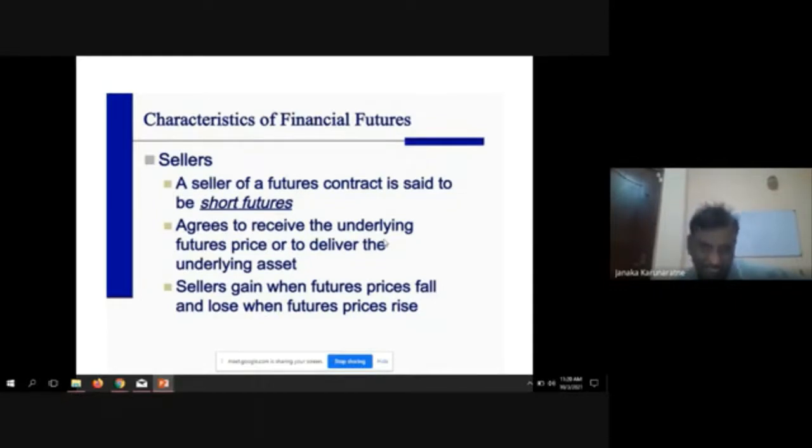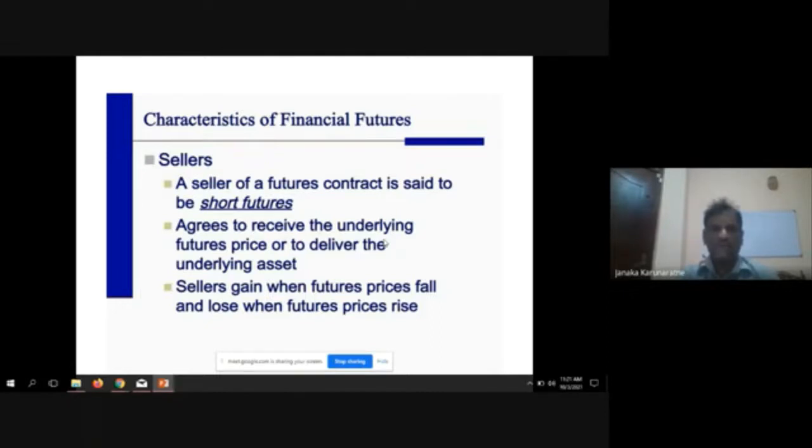And the seller of a futures contract is said to be short. Now, when you buy the futures, you go long. The opposite party to the futures contract is selling the future, or going short. When you sell the futures, you agree to receive the futures price or to deliver the underlying asset.